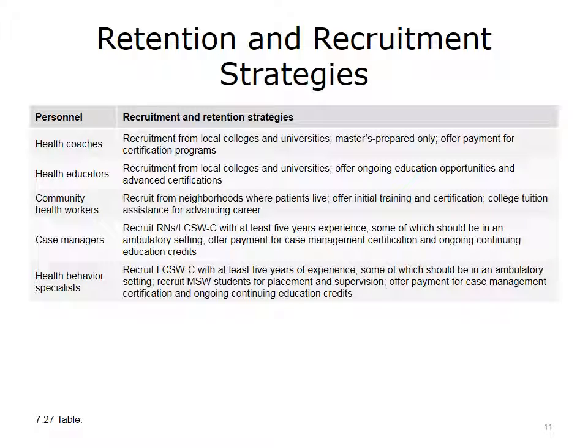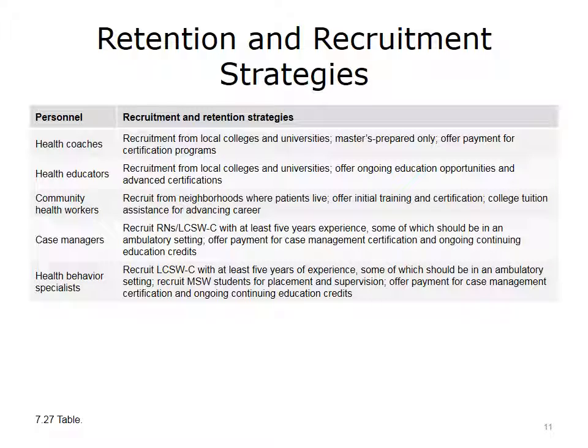Some states, however, do require community health workers to have a certification, but not a licensure. And so it's important before starting a program of community health work that you check state regulations. There is no national certification or requirement. In Maryland, as I said, there is no certification requirement.